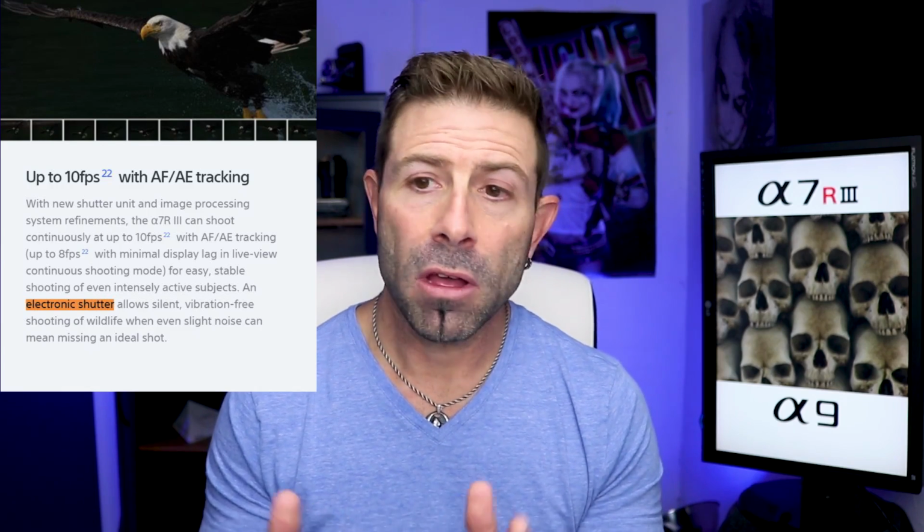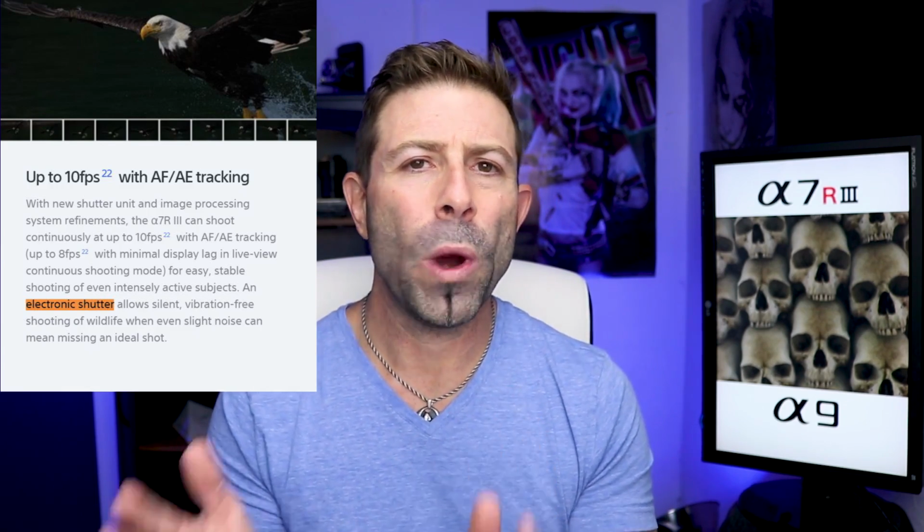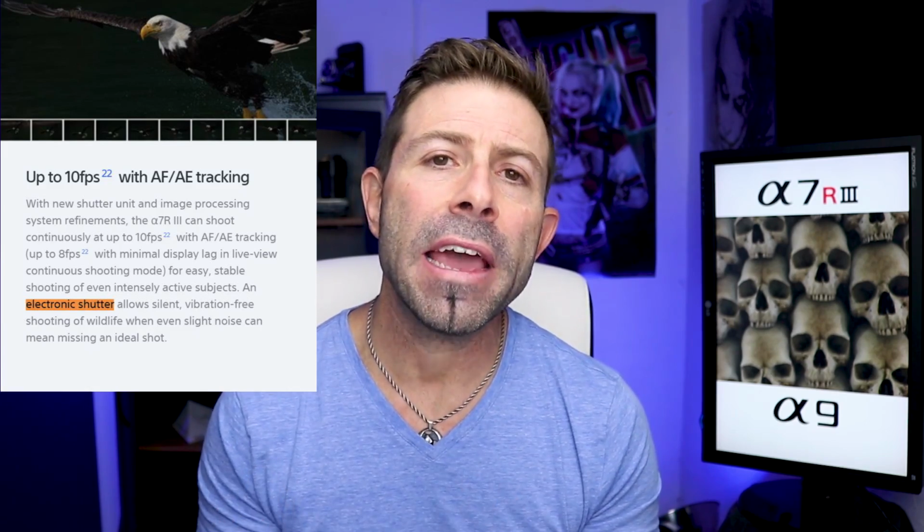Okay. Next, the A9 will shoot up to 20 frames per second. Now that is with the electronic shutter, whereas the A7RIII will only shoot 10 frames per second. Now, that's also with electronic shutter. Where it differs is in the mechanical shutter. The A9 will only be able to shoot 5 frames per second with the mechanical shutter, whereas the A7RIII will be able to hit double that, 10 frames per second with a mechanical shutter.